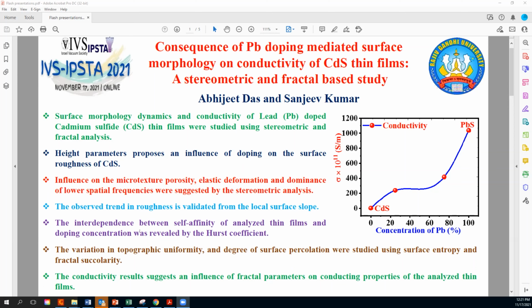Now, in the framework of fractal geometry, the observed roughness in the thin film surfaces from height parameters were validated from the local surface slopes. And we have also observed that there is an interdependency between the self-affine behavior of PV doped CdS thin films with the doping concentration. Further, we have used advanced fractal geometric techniques to study the topographic uniformity and degree of surface population.